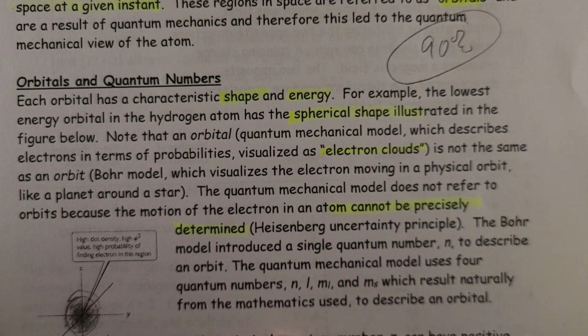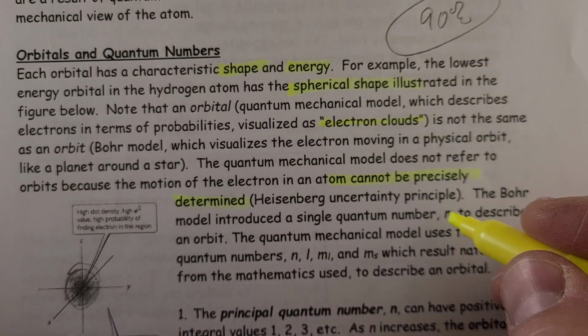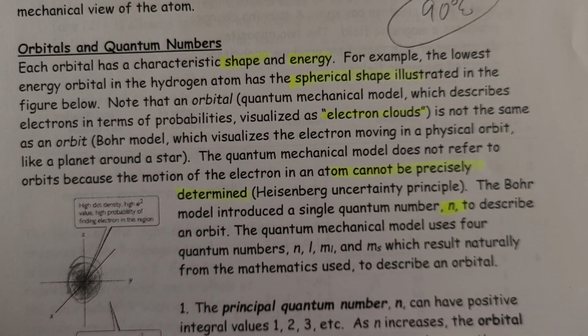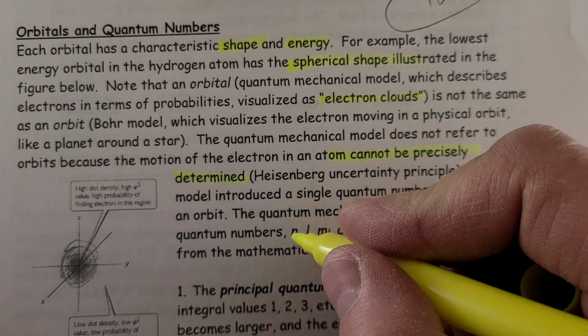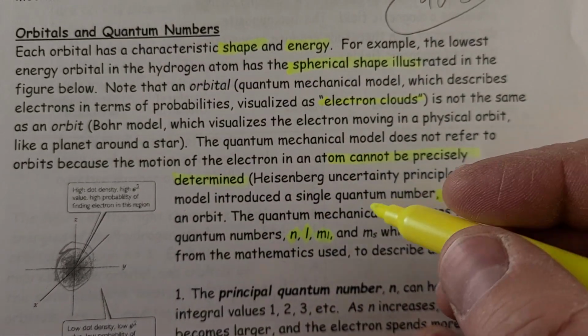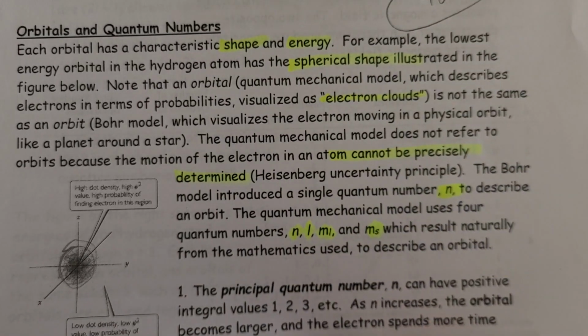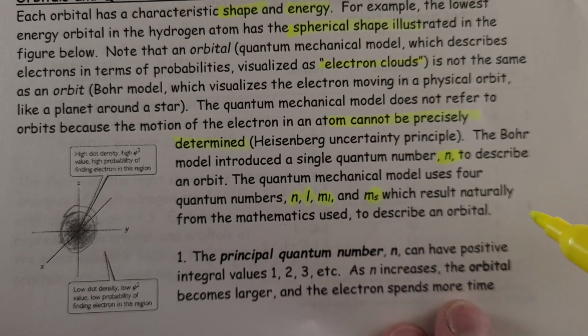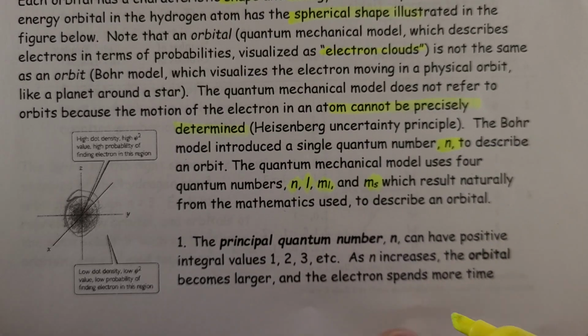The Bohr model introduced a single quantum number, which we call n, to describe an orbit. The quantum mechanical model uses 4 quantum numbers: n, l, ml, which is a subscript l, and ms, which is a subscript s, which result naturally from the mechanics used to describe an orbital. So the first quantum number, that warrants a different color here.